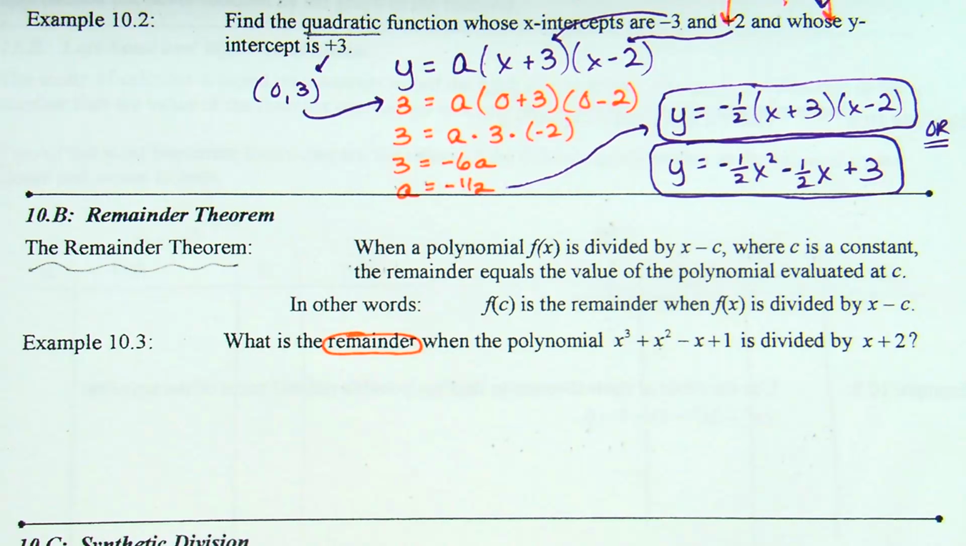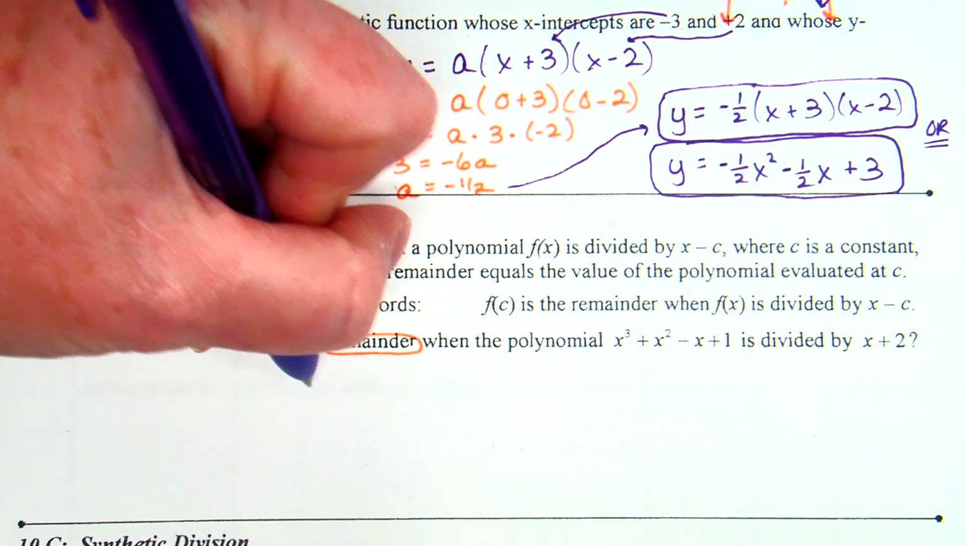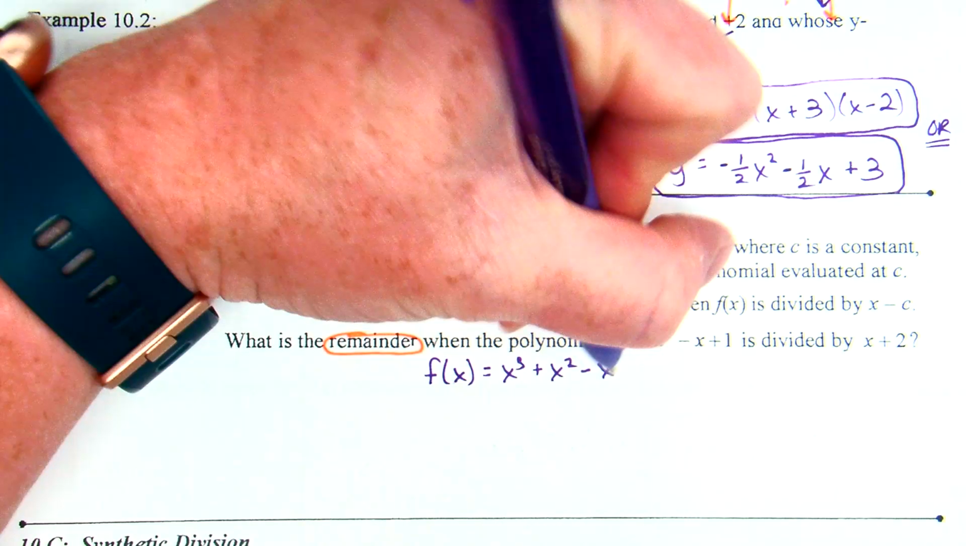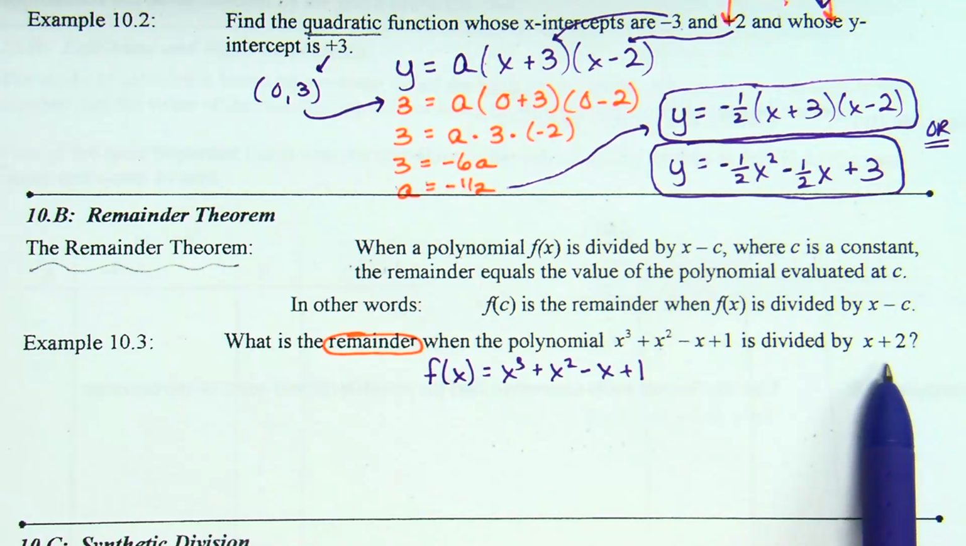I'm going to go the way that honestly probably is not what you would likely do. But notice they talked about the remainder equals the value of the polynomial evaluated at c. So if my polynomial here is f of x equals x cubed plus x squared minus x plus 1, they give me the binomial x plus 2. What do I use as my c value that I'm going to plug in? It would be negative 2, right?